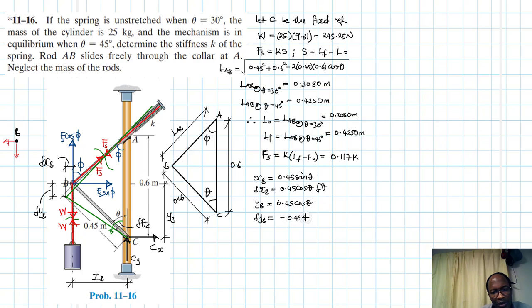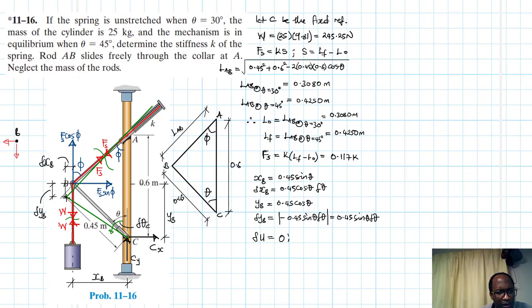0.45 sine theta del theta, but I want the modulus, the absolute value, which is 0.45 sine theta del theta. Alright, once we have this, we can plug them into our equation. We know that our del u, which is the virtual work equation, is equal to 0. So plugging these in, let's write down the equation.